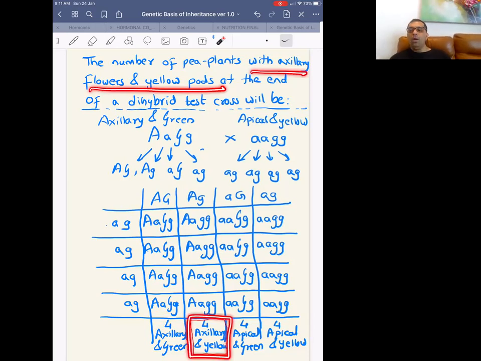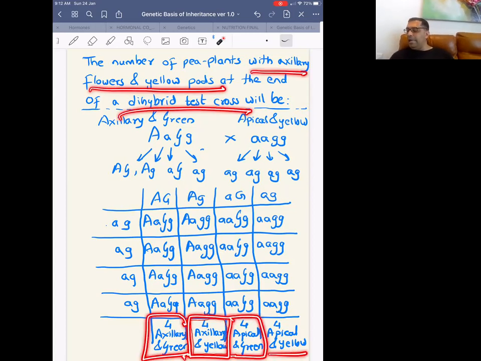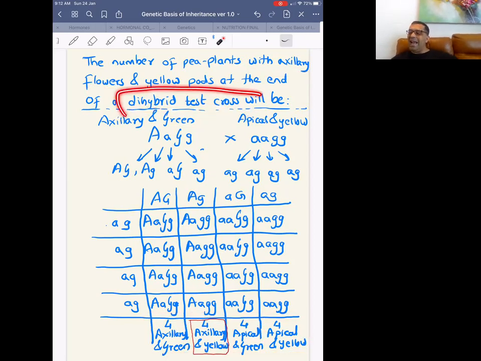Answer is 4. But if they had asked you how many are axillary with green pod at the end of a dihybrid test cross, के end में axillary and yellow is 4, axillary and green भी 4 ही होता था, apical and green भी 4 ही होता था, अपाइकल एंड येलो 4 ही होता था. सो एनी डाइहाइब्रिड टेस्ट क्रॉस रेशियो will be always 4 is to 4 is to 4 is to 4.